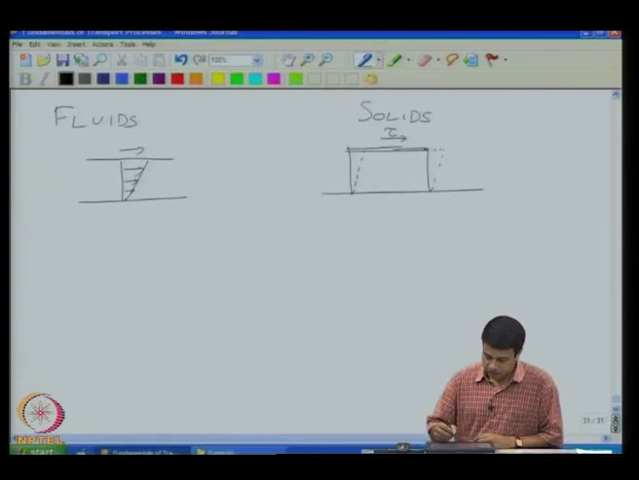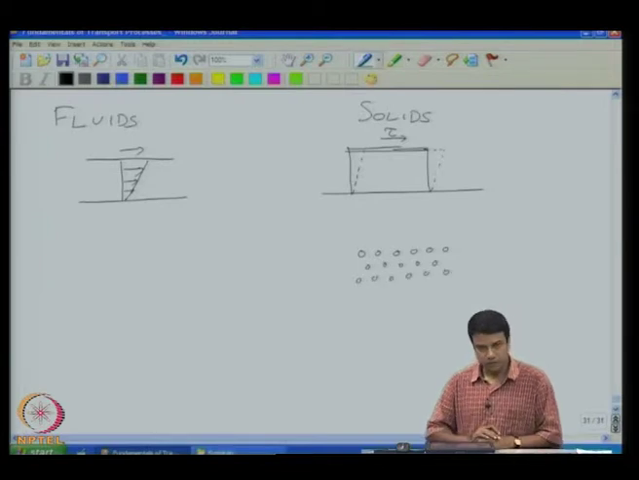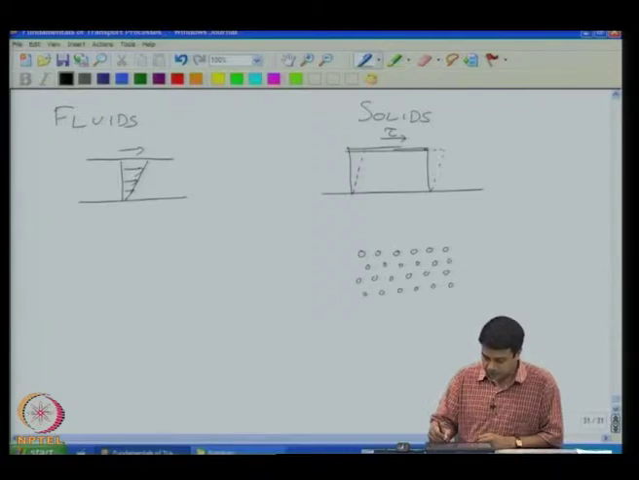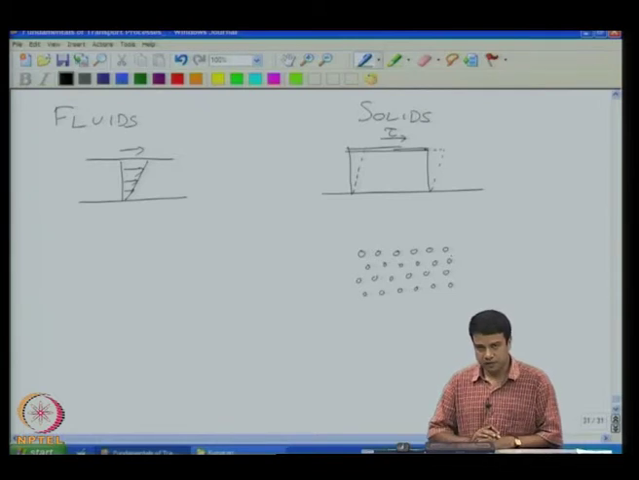At the molecular level, the difference is because in a solid, all the molecules have fixed positions on a lattice. There could be different kinds of lattices. There could be hexagonal close packed lattice, face centered cubic lattices, body centered cubic lattices, and so on. But all of these molecules have fixed positions. And they vibrate a little bit around these fixed positions, but they cannot undergo large displacements about their fixed positions.